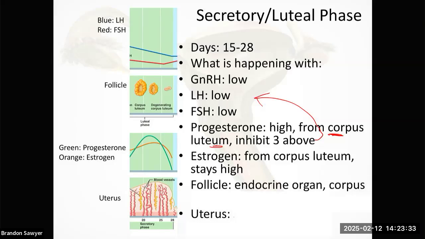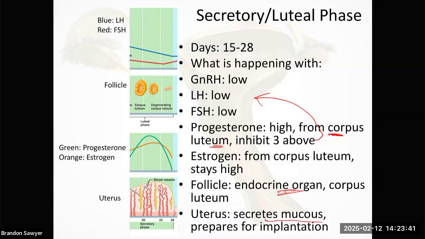Okay, the follicle is now just an endocrine organ. It is the corpus luteum. It's releasing those hormones. The uterus, that endometrial layer, is secreting a lot of mucus. This is the secretory phase, a lot of secretion happening. This is all in preparation for possible implantation of that fertilized egg.